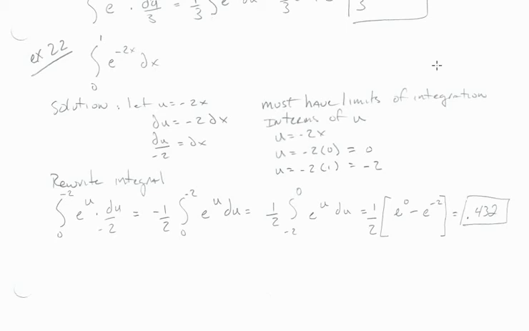Same procedures. We're going to let u equal the exponent, so u is going to equal negative 2x. du is going to equal negative 2 dx. We have to replace dx exactly, so we have to use du over negative 2.